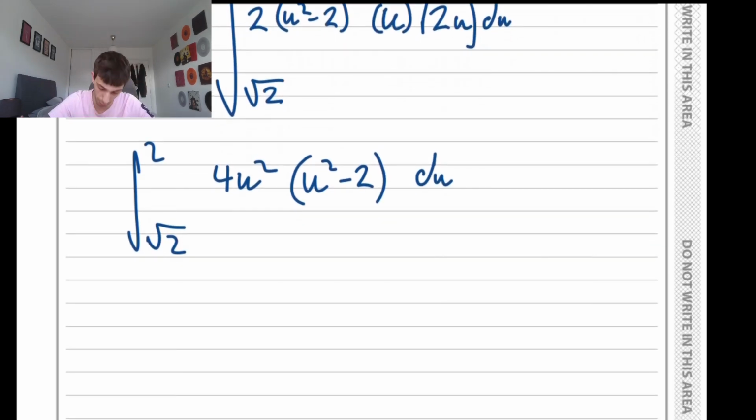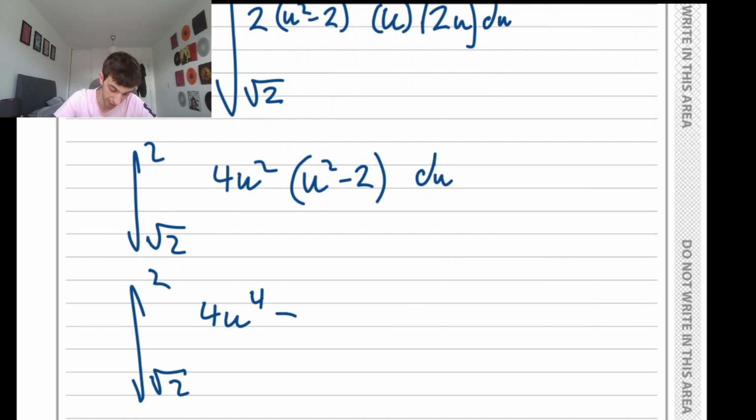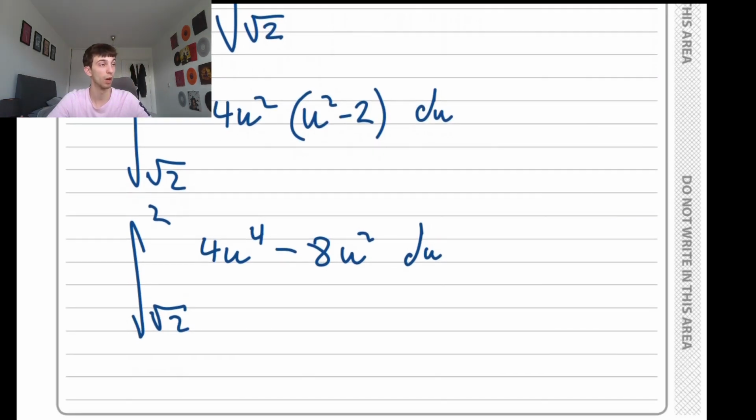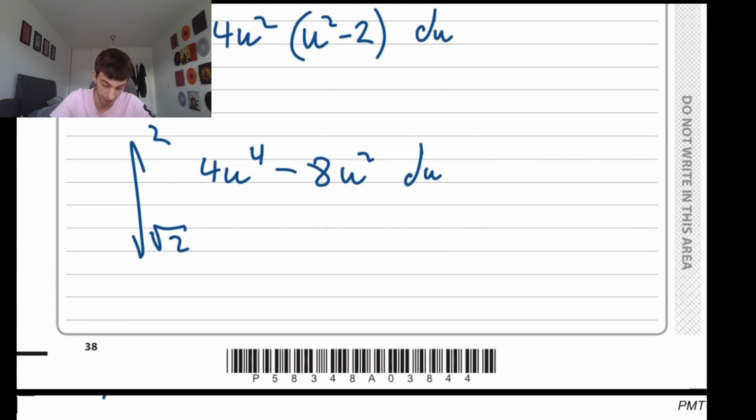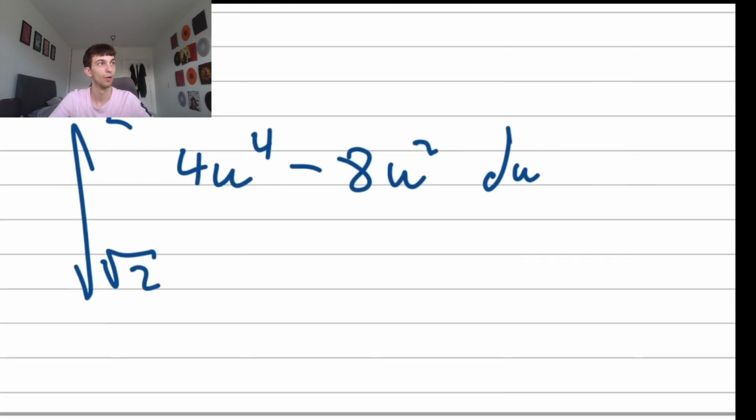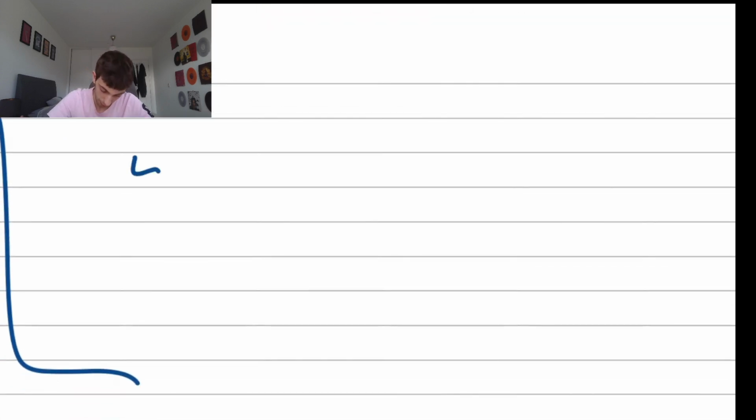We're slowly getting to a polynomial, which is always lovely to integrate. So we have 4u squared multiplied by u squared. That's just going to be 4u to the power of 4. Take away 2 times 4, so that's minus 8u squared. So now we can actually just integrate it. Raise that power up by 1, divide by the new power. Let's go through step by step. Raise that power up by 1, we're going to have u to the 5 divided by 5. So we have 4 over 5 u to the 5.